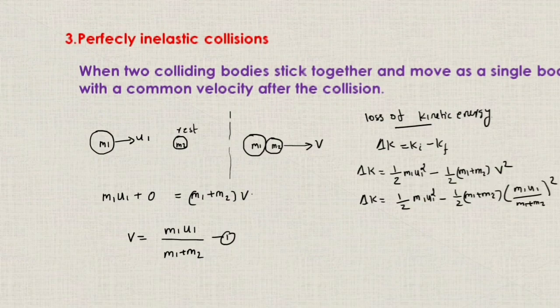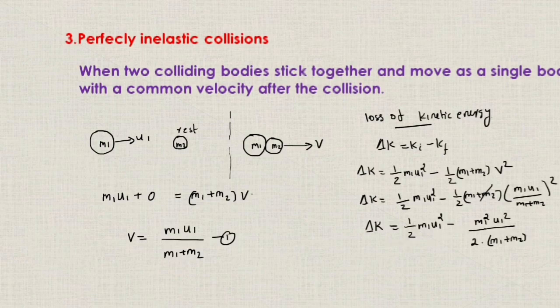If you calculate this equation, one m1 plus m2 will cancel. This is squaring, right? So we can write delta K is equal to half into m1 into u1 square minus, you see, in the numerator it becomes m1 square u1 square, as it is squared, right? m1 square u1 square divided by 2 into m1 plus m2, because one m1 plus m2 cancels, so once again one m1 plus m2 remains. So this is the relation for loss of kinetic energy.